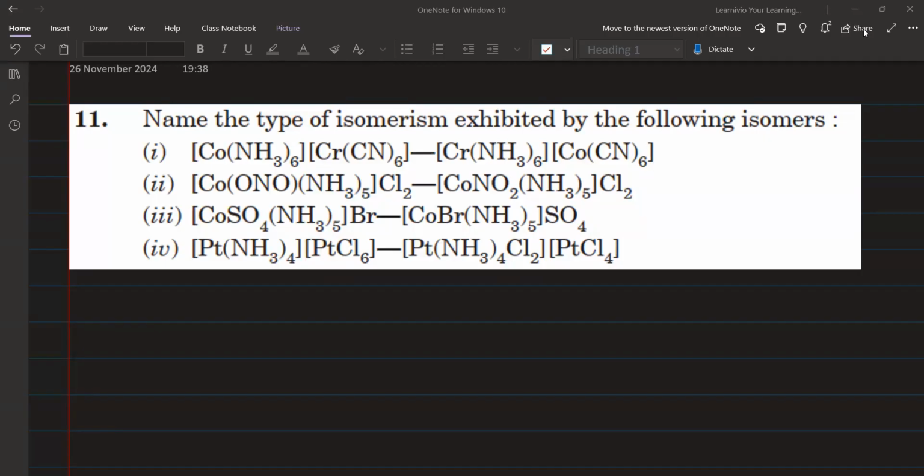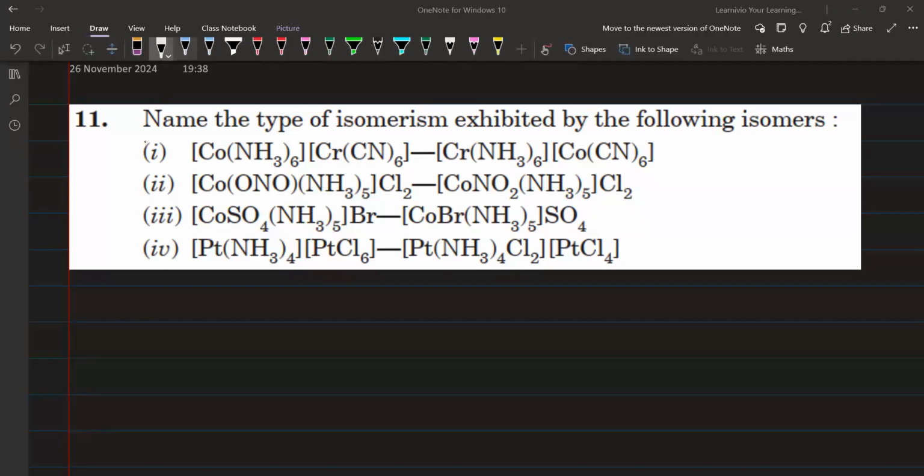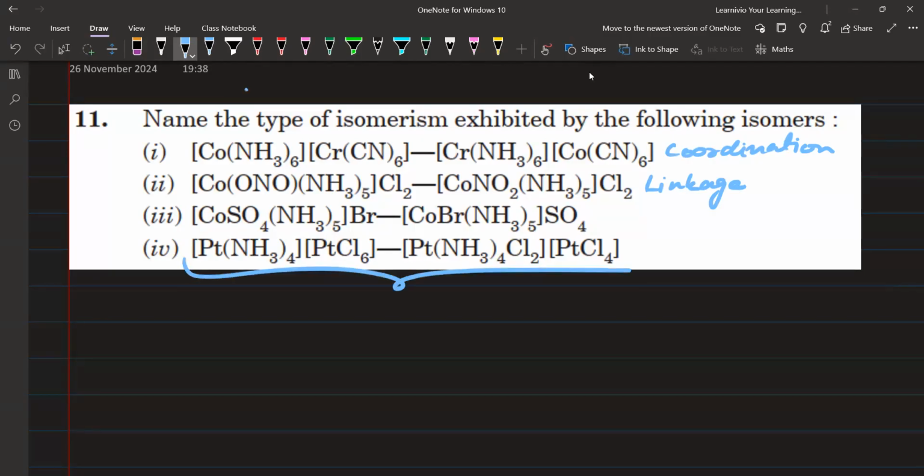So, what would the third one be? Third one. Let us discuss. What about the first one? Coordination isomer. Good. What about the second one? Linkage. Very good. The third one. Fourth, solvate. Fourth one is solvate. No water कहाँ है इसमें? वाटर होना जरूरी है ना सॉल्वेट में तो.